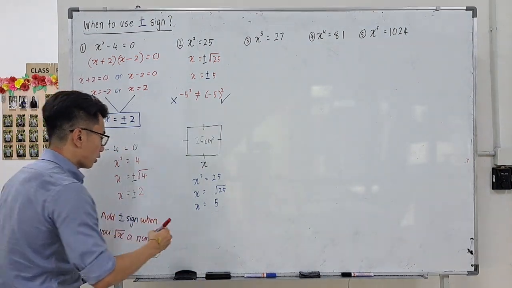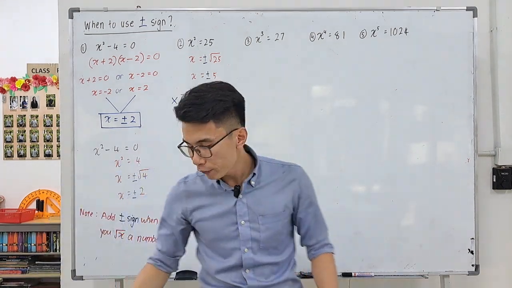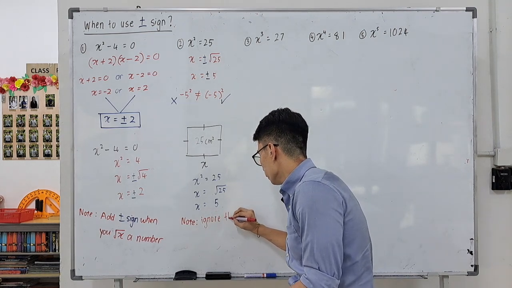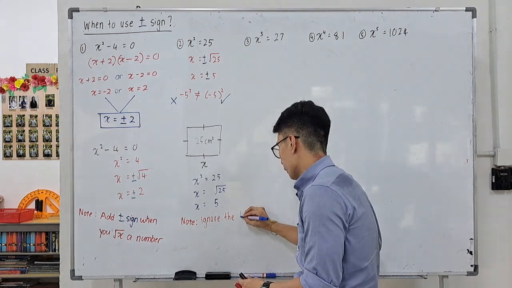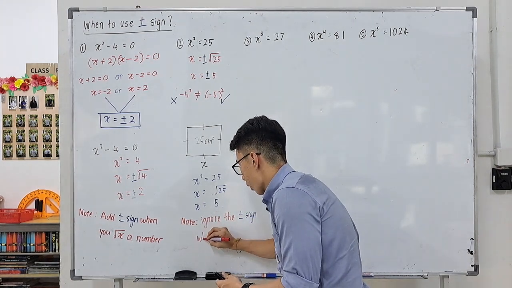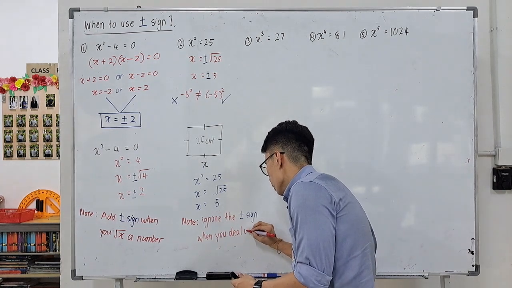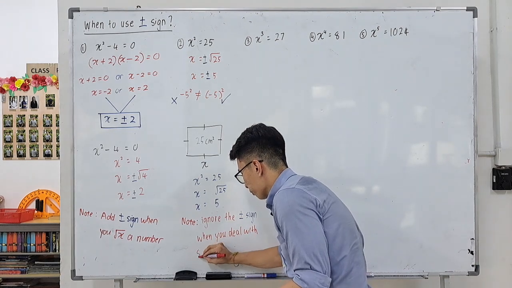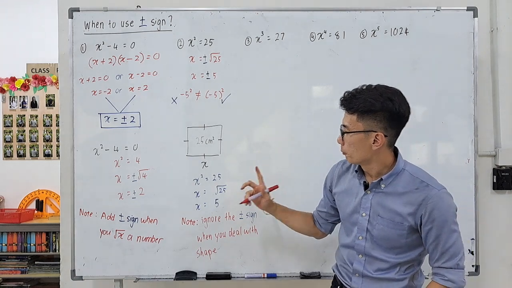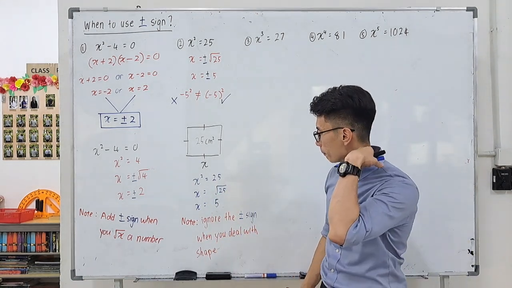Okay? So I will make a note over here again. Alright, I can safely say you can ignore the plus minus sign when you deal with shapes. Okay? Now, whenever you are dealing with shapes, you can just ignore the plus minus sign. You only accept the positive answer over here. Okay?